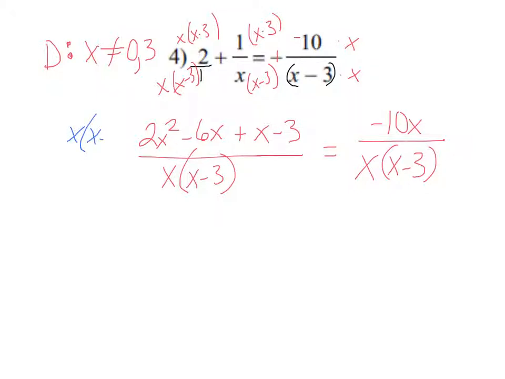Now we're going to try to get rid of those fractions, so you multiply both sides by that common denominator, so that will cancel out. And then all I have left are the numerators. 2x squared, the minus 6x and plus x combine.